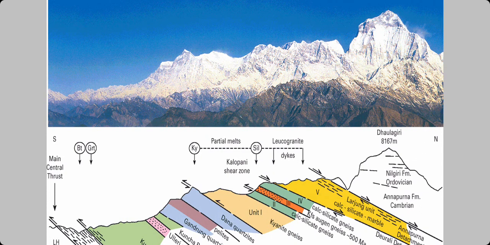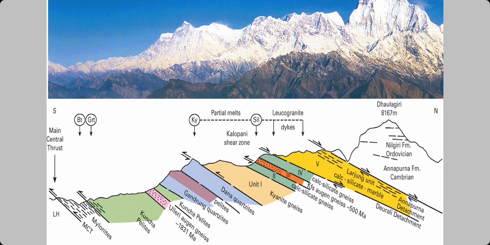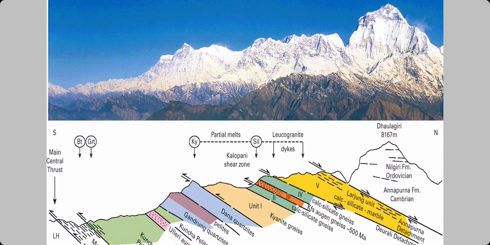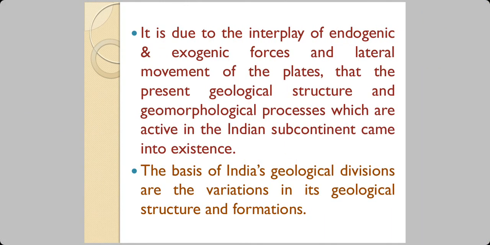This peak is the Dholagiri, and the diagram given below it shows the various features and activities which have caused Dholagiri to rise up. And it's also due to the interplay of endogenic and exogenic forces and lateral movement of the plates that the present geological structure and geomorphological processes which are active in the Indian subcontinent have come into existence.